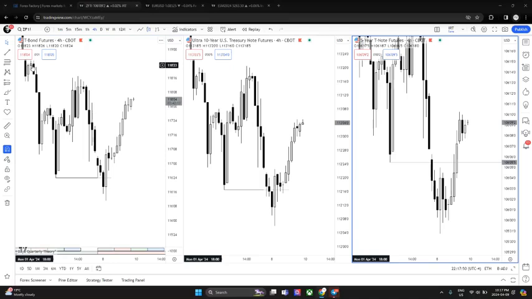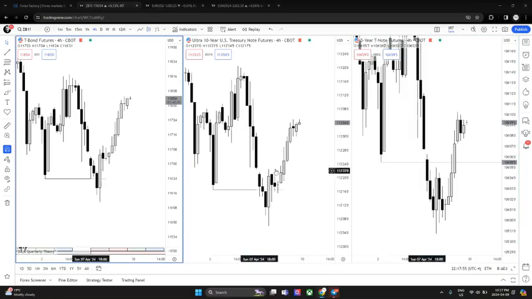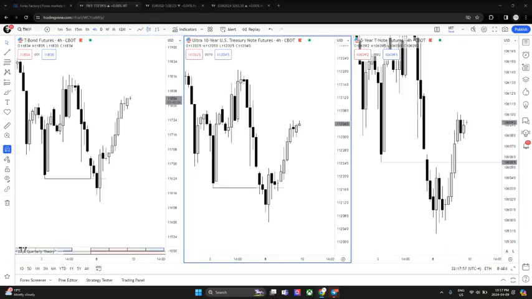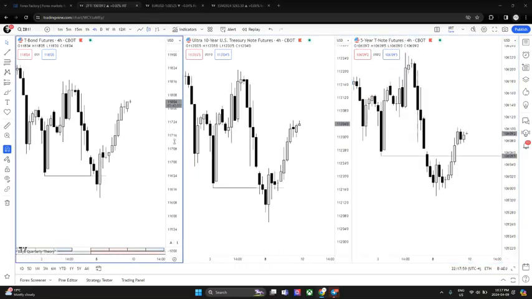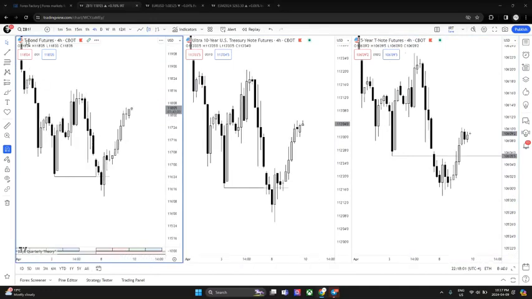What do we expect? This is exactly what we expected. We expected this low right here, right? And when focusing on the interest rate market, we've got to pay more attention to the T-bond futures more than anything else. Second to the T-bond futures is the 10-year, right, the 10-year notes.